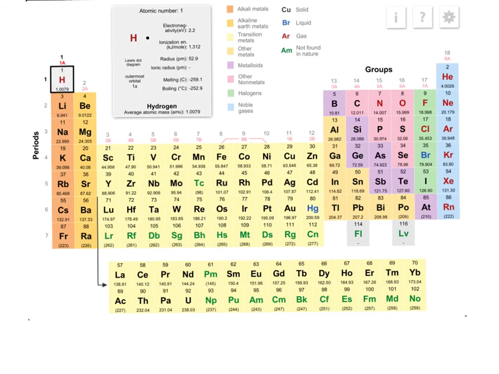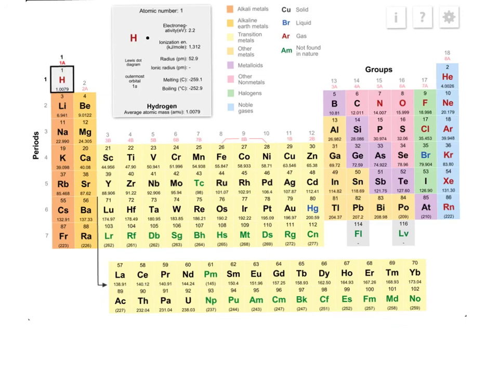Okay, so let's look at this right here. We have technetium and iodine. So the atomic mass goes from 127.6 down to 126.9. So that proves that the periodic table is organized based on atomic number, not on atomic mass.